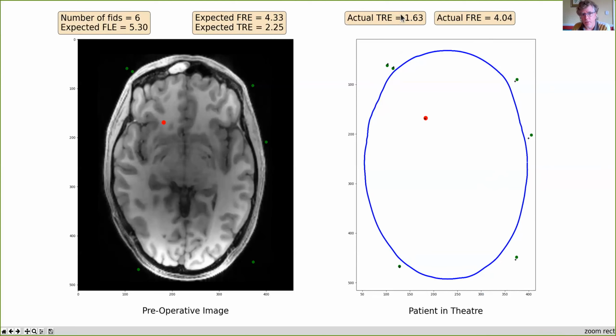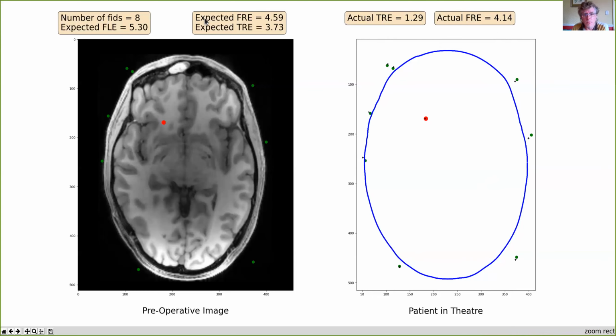We have the actual TRE. If we place our markers well, that should come down as we have more and more markers. And we have the actual fiducial registration error, which is essentially the residual error when we register these fiducial points. And that should generally go up as we place more and more markers.